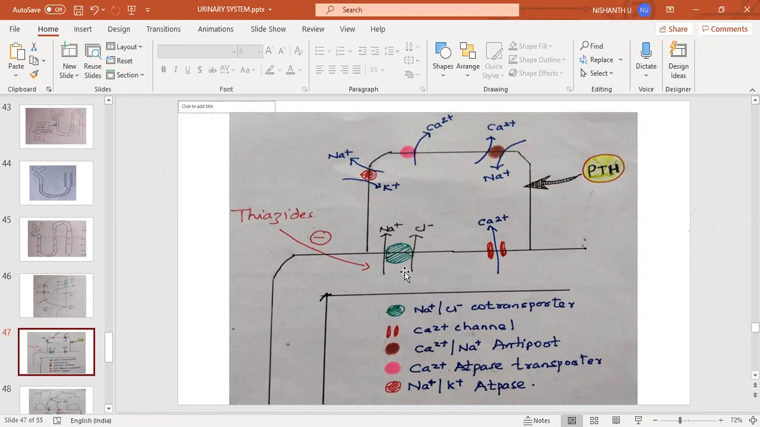Why? Because at any cost, you have to maintain what I told you, osmolarity, that is 300 milliosmol per liter. If you fail to maintain that, then it becomes a serious issue. Whether you use any drug, or if your kidney is functioning, whatever it may be, it should maintain that 300 milliosmol per liter, then only it will work out. So this is about reabsorption in the early part of the distal convoluted tubule.